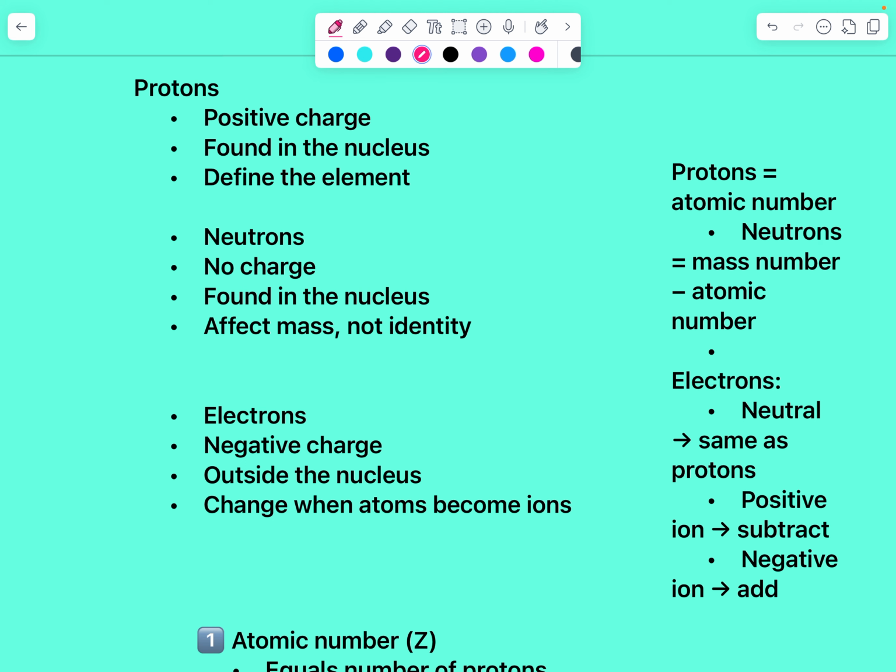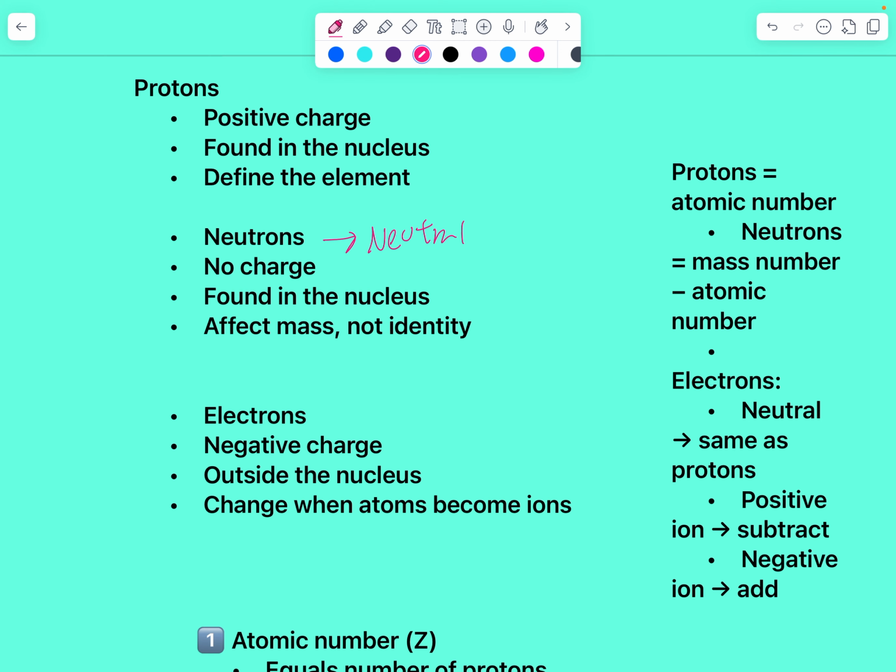Electrons are negatively charged. Neutrons have no charge, they're just neutral, right? Electrons are negatively charged. They're outside the nucleus, and they change when atoms become ions, okay? On exams, protons almost never change. Electrons change all the time.